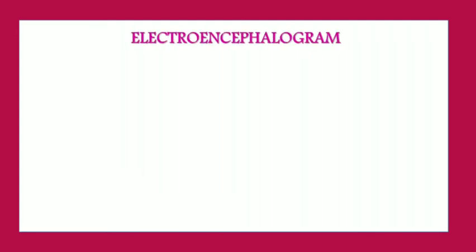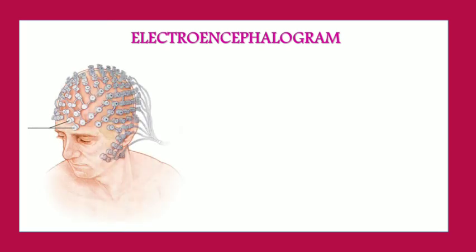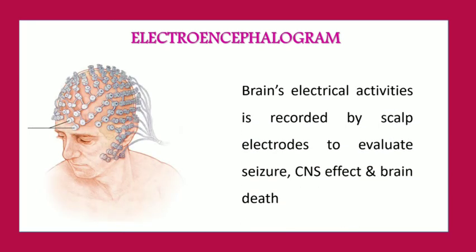Next one is electroencephalogram. EEG is a test that is used to detect electrical activity in your brain using small metal disc electrodes attached to your scalp. Your brain cells communicate via electrical impulses and are active all the time, even when you are asleep. This activity shows up as wavy lines on the EEG recording. It is used to evaluate seizure, CNS effects, and brain death.